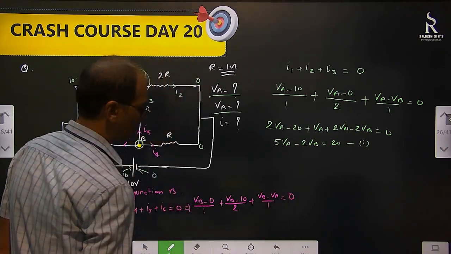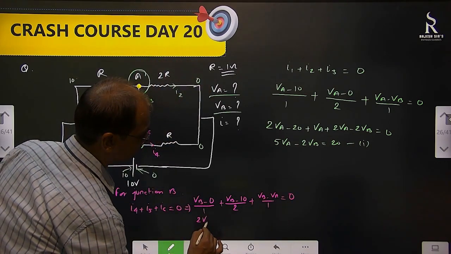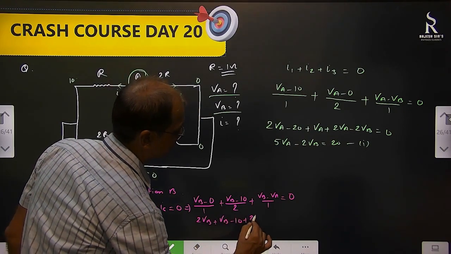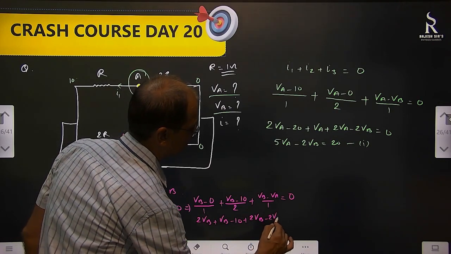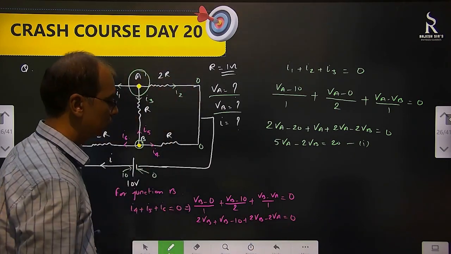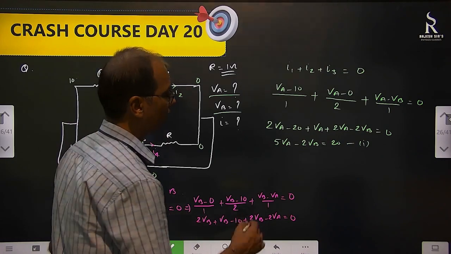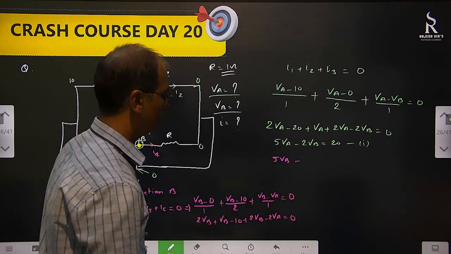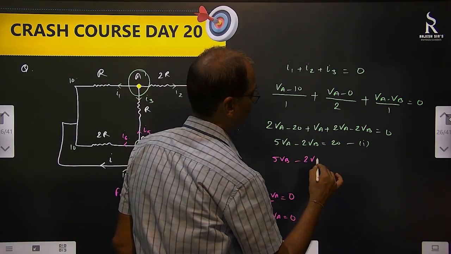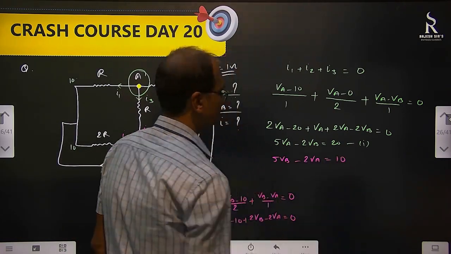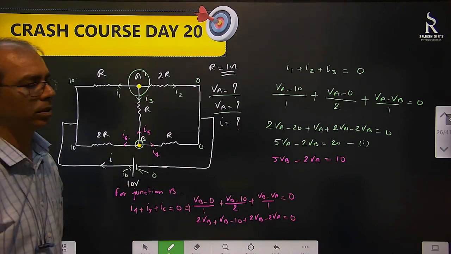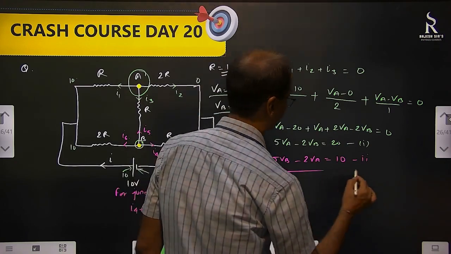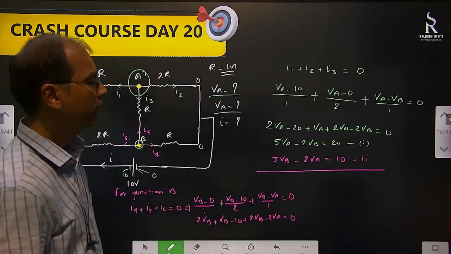Take LCM. 2 VB plus VB minus 10 plus 2 VB minus 2 VA equal to 0. What we are getting? 2 VB plus VB plus 2 VB, so 5 VB minus 2 VA equal to 10. This is our second equation. Okay, now both we can solve. These two are equations here. We can solve them. How we can solve?